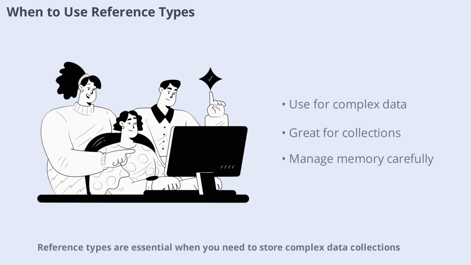Reference types are essential when you need to store complex data collections or objects that can change over time. Use them for things like lists, maps, and custom classes. They offer flexibility and power, but require careful management to avoid memory leaks and bugs. Knowing when to use reference types versus primitives is a key skill for any Java developer.